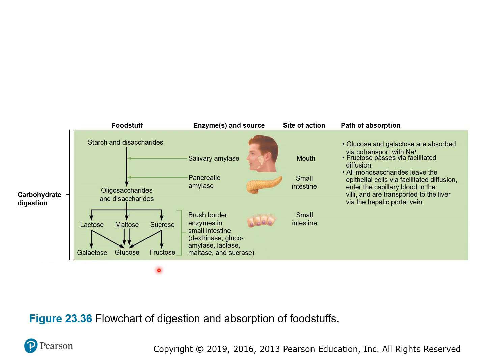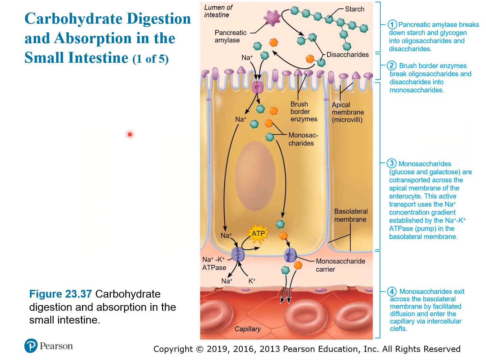And then these monosaccharides are absorbed from the apical surface of the cell. They go into the cell, and secondary active transport is used along with the intake of sodium. And then from the brush border, they go via facilitated diffusion. Now this will describe how it happens.